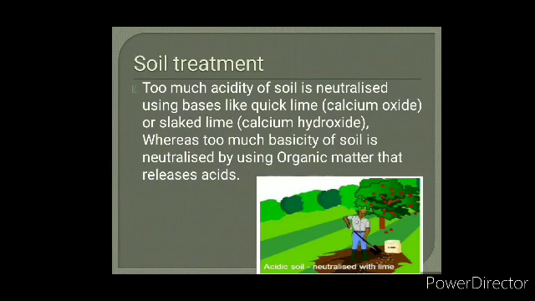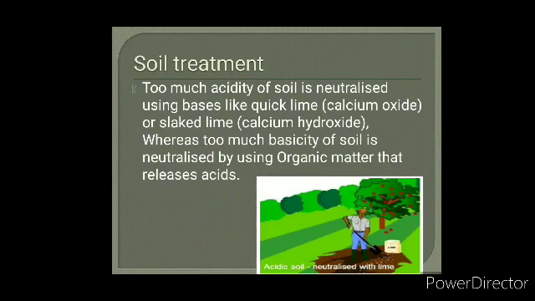If the soil is too acidic, then we should add some base. If the soil is too basic, we should add some acid to it to neutralize the effect. Because as we already discussed, plants don't grow well when the soil is either too acidic or too basic. So we need a neutralized soil. To that purpose, we need to neutralize it. When the soil is too acidic, it is treated with bases like quicklime, which contains calcium oxide, or slaked lime, which contains calcium hydroxide. So it will neutralize the effect of the acid.